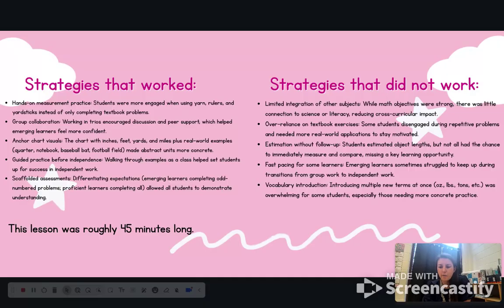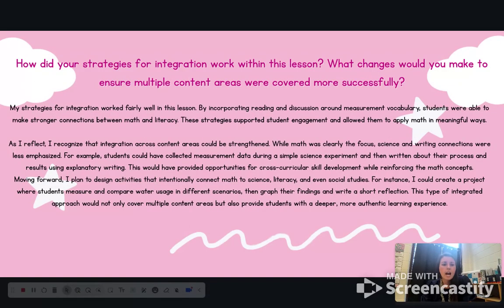This lesson was about 45 minutes to teach. How did your strategies for integration work with this lesson? So it worked pretty well. I incorporated reading and discussion around measurement vocabulary. Students were able to make stronger connections between math and literacy. They were able to see that math and literacy can go hand in hand. The strategy supported student engagement and allowed them to apply math in meaningful ways. It gives them a purpose. A lot of students are always saying, why do I need to know this? So I tried to incorporate some different content and explain to them real life reasons for why they would need to know this.